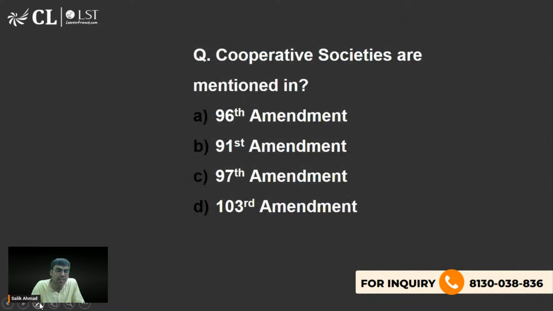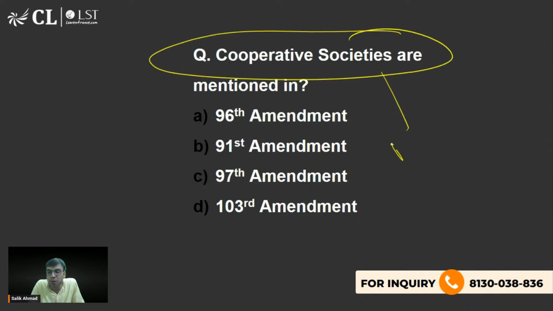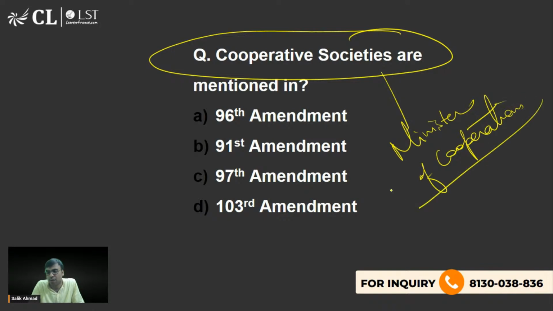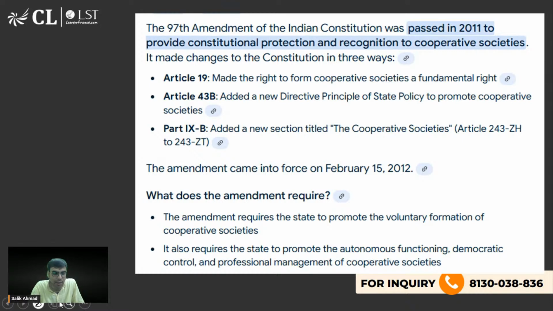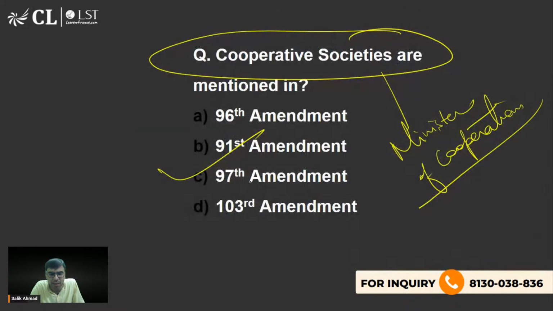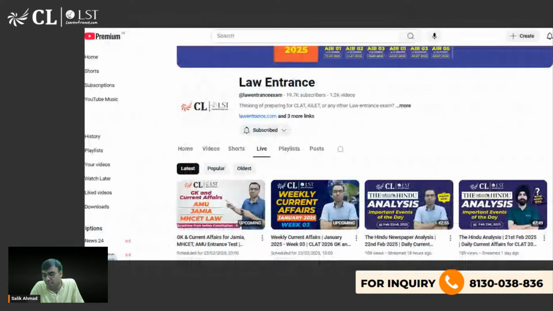The next is: cooperative societies are mentioned in which amendment: 96th, 91st, 97th, or 103rd? And please tell me who is the Minister of Cooperation, to handle things related to cooperatives. Yes, Natasha, Dharini, you're right. The right answer is option C. The 97th Amendment, passed in 2011, talked about cooperative societies. I don't know the rest of the details, but just have an idea. And the Minister of Cooperation is Mr. Amit Shah. Yes, you're right.